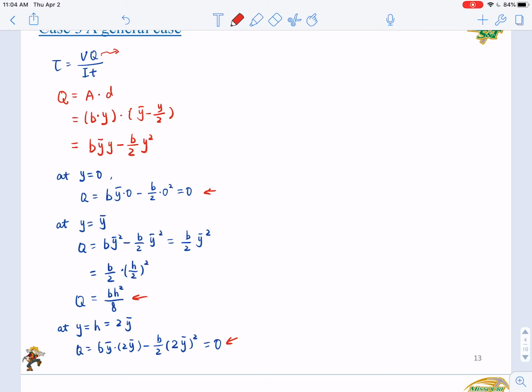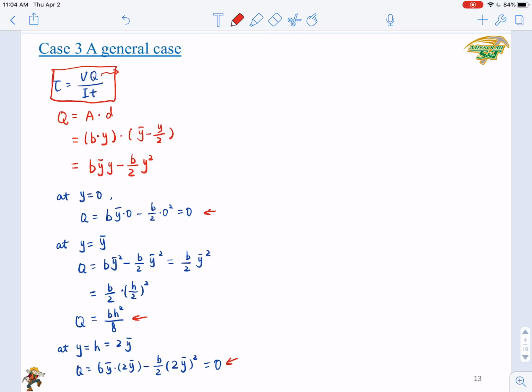Since the Q is the only variable in this equation determining the shear stress, so actually the shear stress also equals 0 on the top, equals 0 at the bottom, then it achieves its maximum value in the middle and passing through the overall centroid, the global centroid.